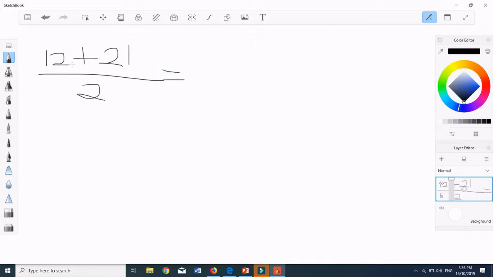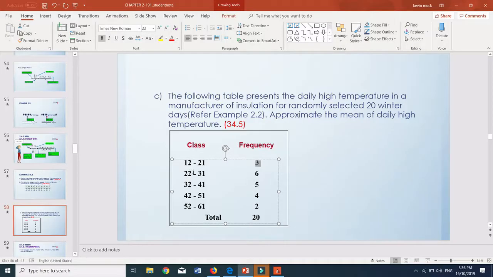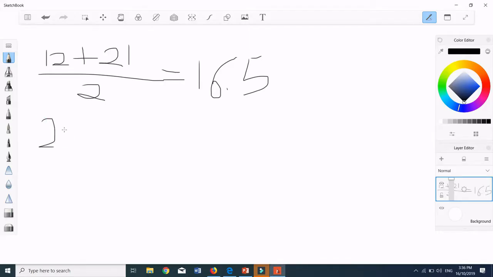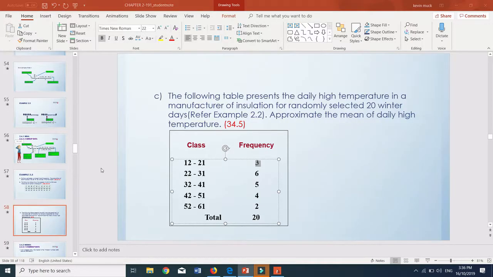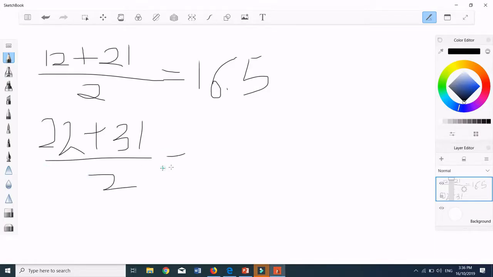So what you get for this one, you can click on the calculators and you find the value for this one. This is the midpoint for each class. 12 plus 21 divided by 2, you will get 16.5. For the next one, 22 plus 31 divided by 2, you get 26.5.